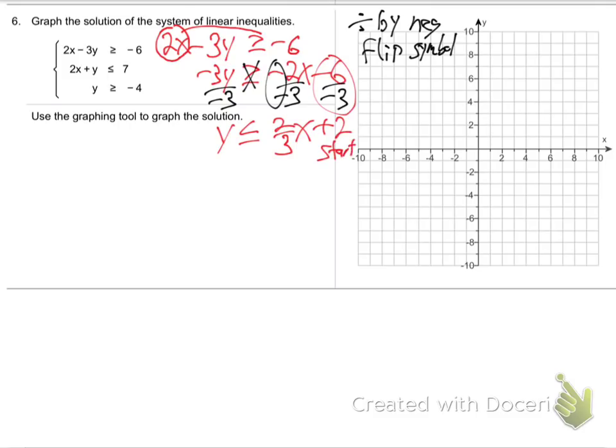So you start at up 2, right there, and then you rise and run. Go up 2 over 1, 2, 3. There we go. Solid bar, solid line.